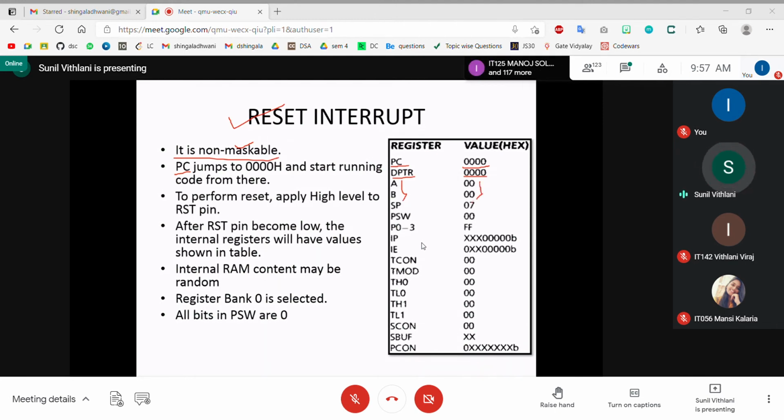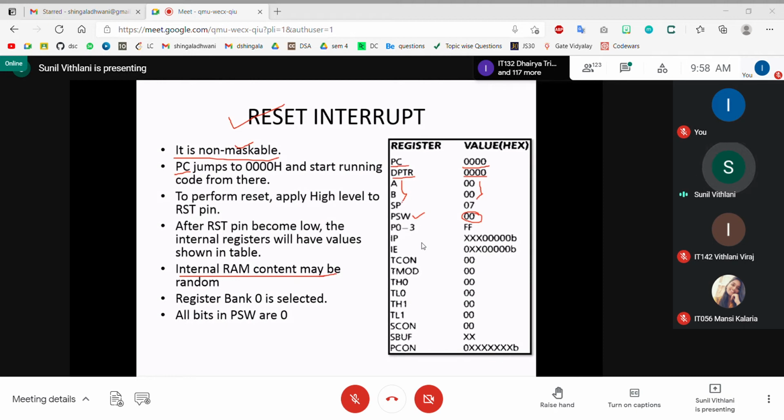And same way, the internal RAM will be cleared, or there will be random content, because whenever you power off the RAM, the content is removed. So when you reset, whatever content was there will be removed. Then what will be there in PSW, the program status word? That also becomes 0.